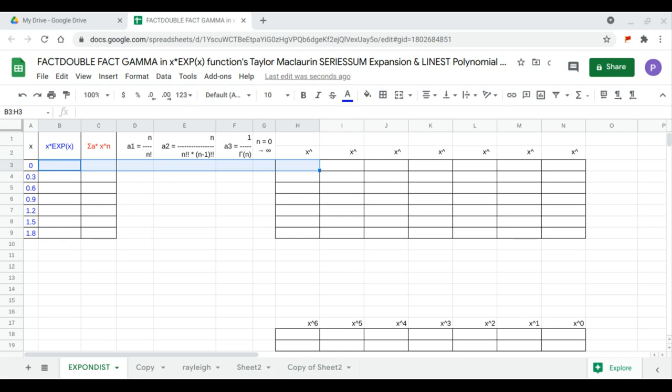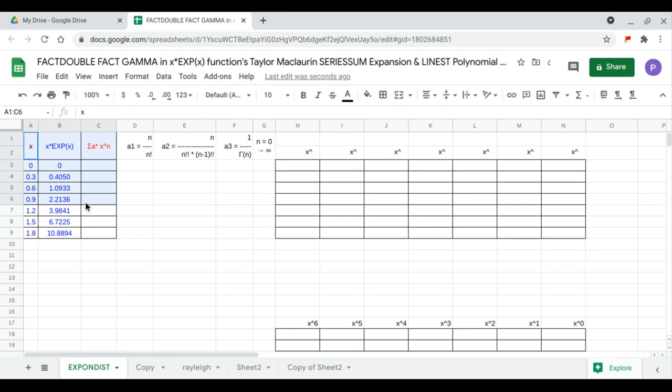In this video, we will use factorial, double factorial, and the gamma function to generate the trendline polynomial of this function x times e to the power x. We begin with the dataset, which is array formula of the x values times exponent of the x values, and enter.